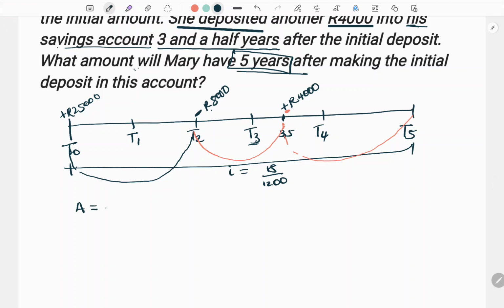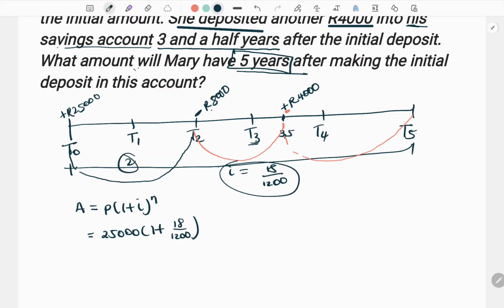A is equal to what? P(1 plus i) exponent of n. What is your P? 25,000. 1 plus the interest, remember it remains the same, which is 18 over 1,200. Now your n for the first 2 years, this is 2 years. Now the years here, it's 1.5. 1.5 from this. This is because from year to year it's 1. Then from here to here it's 0.5, so it's 1.5.